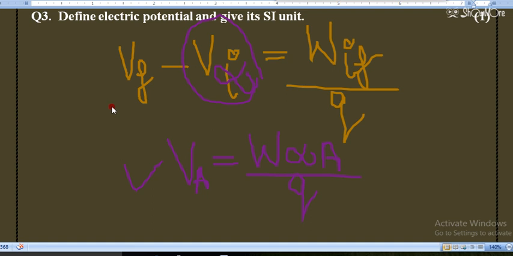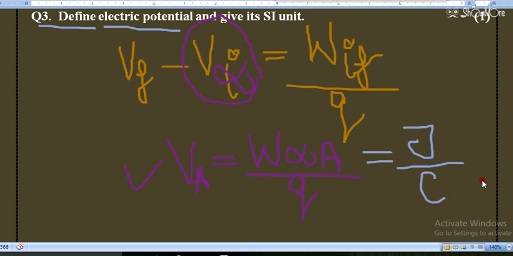This definition belongs to class plus 2, but in class 10th you have to know what you mean by electric potential. Electric potential is the amount of work done in bringing the charge from infinity to a particular point. So it is work done per unit charge, and you can write its unit as joule. Work done means energy, so joule per coulomb can be the unit of electric potential.